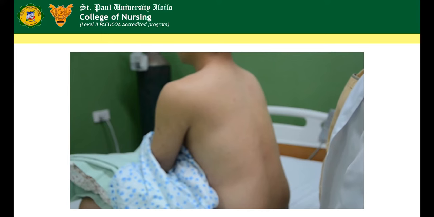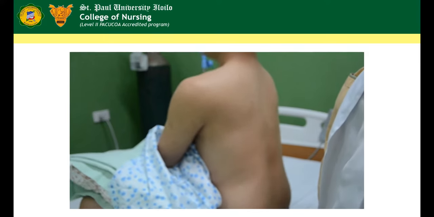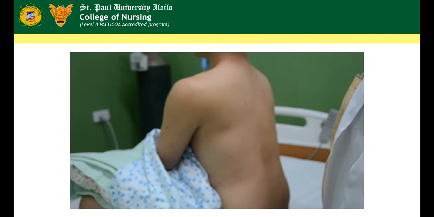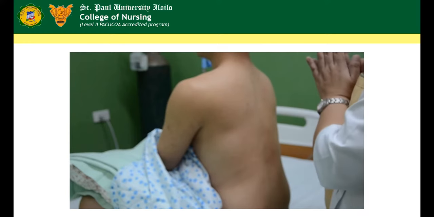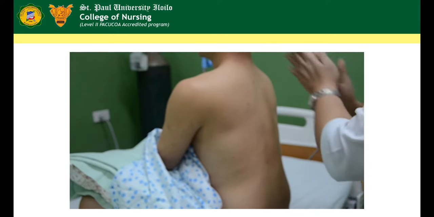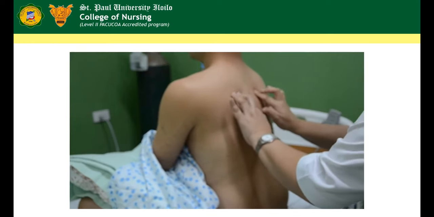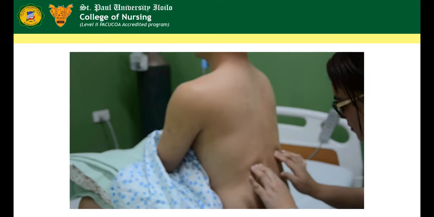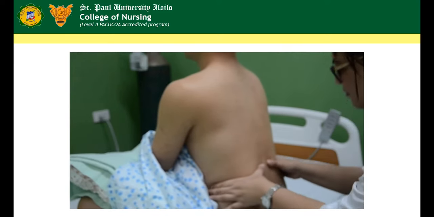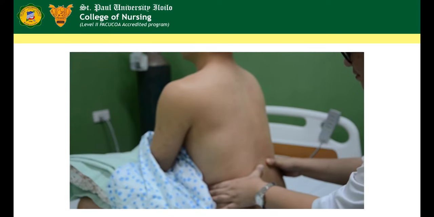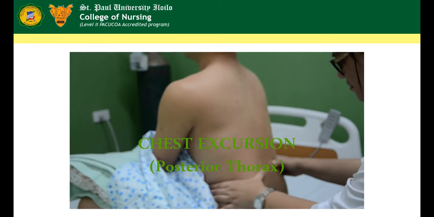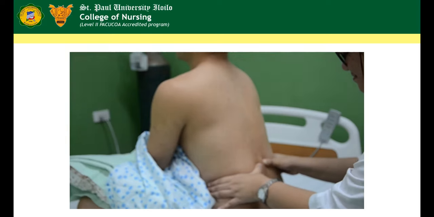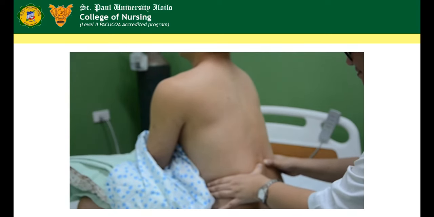Palpate posteriorly by standing behind the client. Warm hands. Palpate posterior chest excursion at the apex, then the base. Place the palms at the 10th spinal rib, pointing toward each other with fingers pointing away from each other. Slide them medially to pinch a small skin fold between your thumbs. Ask the client to inhale deeply and note if the thumbs move apart symmetrically.